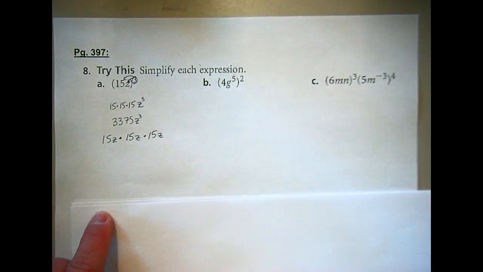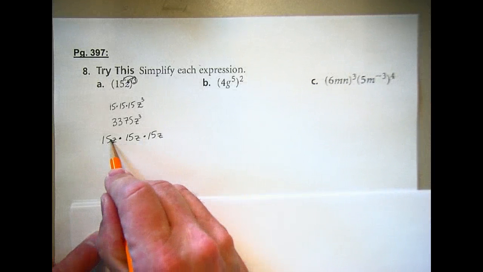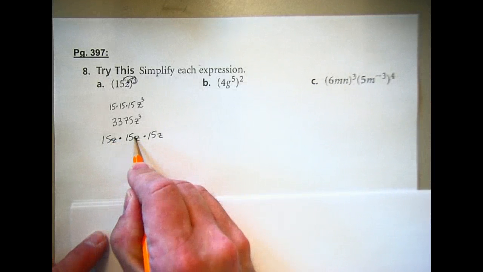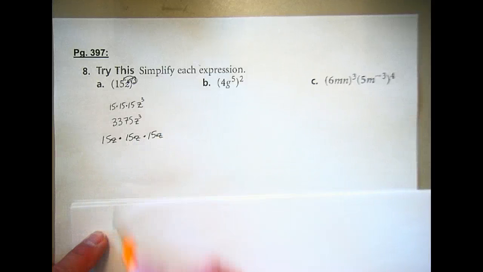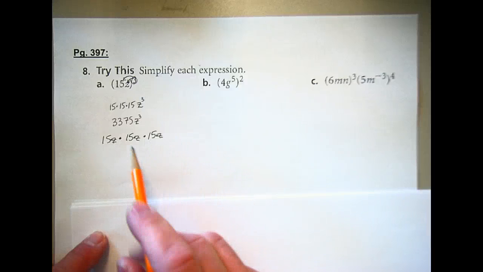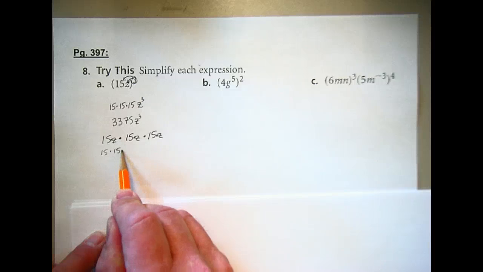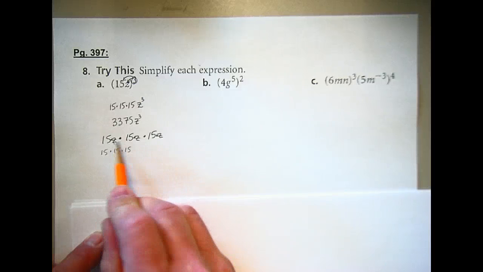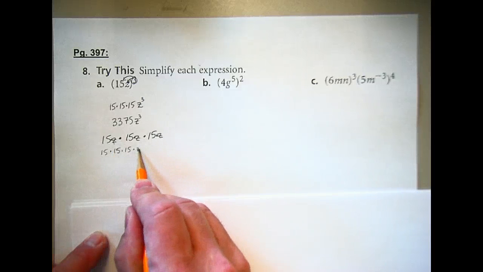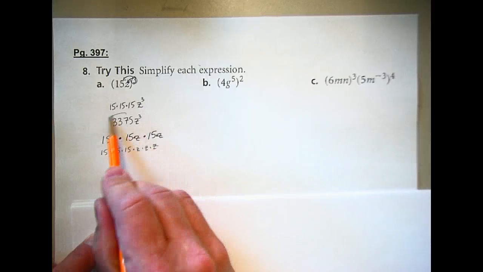Looking at that, remember yesterday we said we could put these little multiplication signs in between if we don't see them. So really that means 15 times z times 15 times z times 15 times z. If you put all the 15s next to each other, you get what Amanda had. If you put all the z's next to each other, you get what Kylie had. You put it all together, you get the correct answer right there.